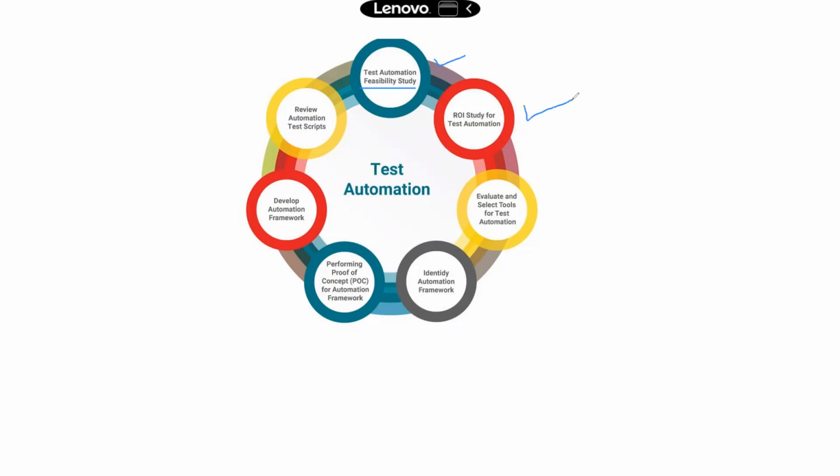Then we have to do the ROI study for test automation. This is basically ROI, return on investment. If there is some repetitive effort that we have to perform again and again, there is a point in automating it. But if it has to be performed only once, then there is no point in automating it. So we have to do an ROI study as well. Then we have to evaluate and select tools for test automation. This is again a critical point. We have to be very careful and select the tools according to our needs. Then we have to identify our frameworks, then proof of concept.